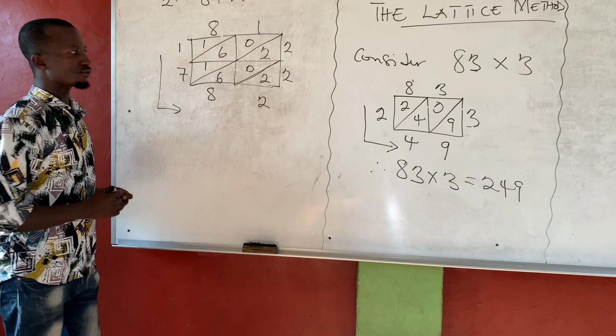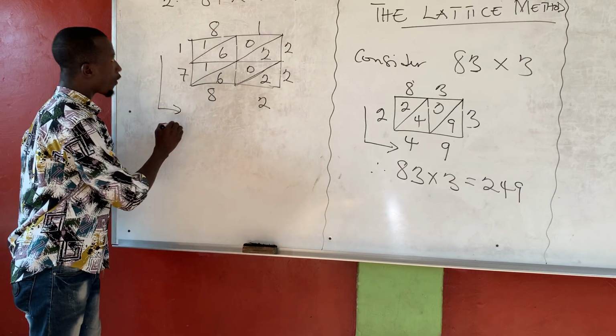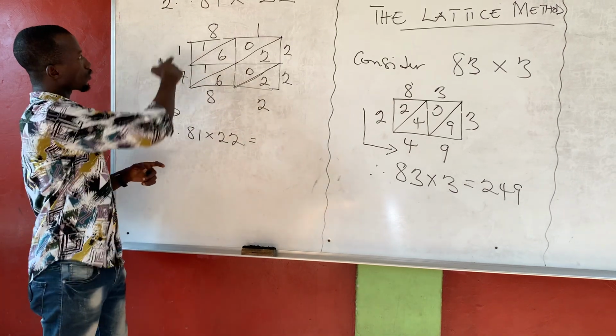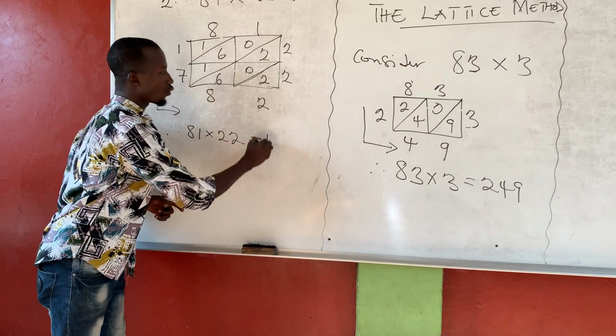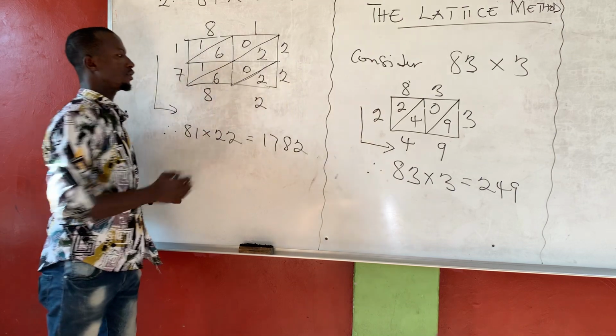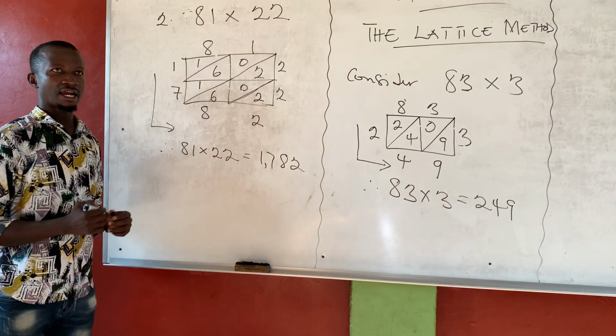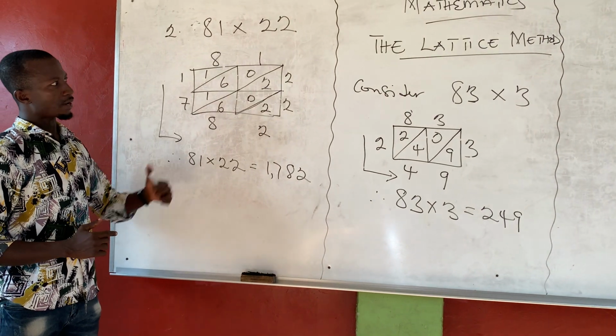Look at the way we are going to write the answers. You can say that therefore 81 times 22 is giving us what? 1782. That is our second example.